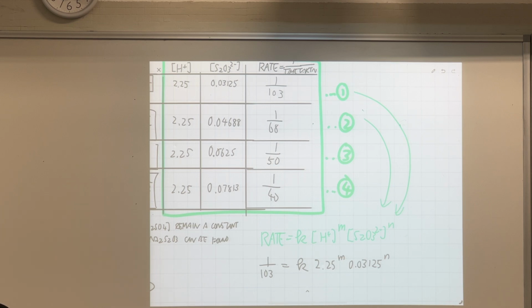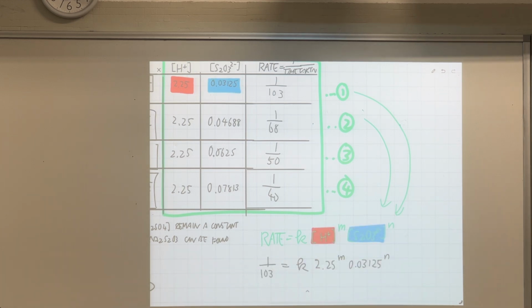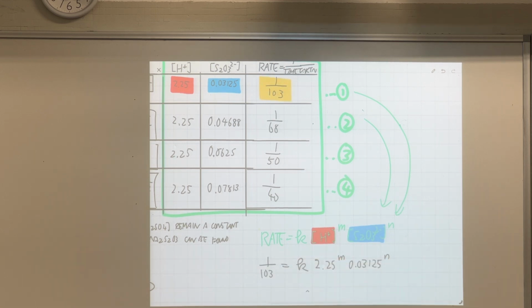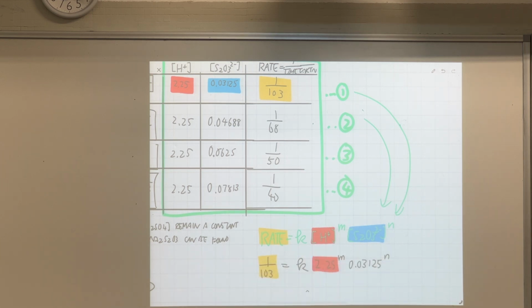Do you see I'm plugging this number, H+, into here? And I'm plugging this number 0.03125 into here. And then I'm plugging rates into here. So this is why I put them in each position. So the order is still not known. Now it should be immediately obvious why H+ has to remain constant: because if H+ is not constant, then you will have two unknowns, right?